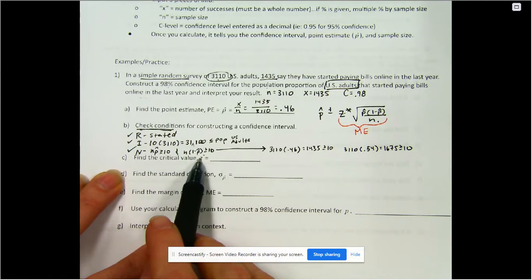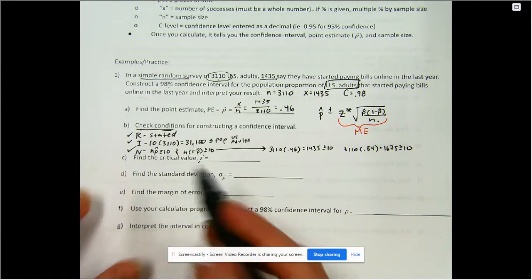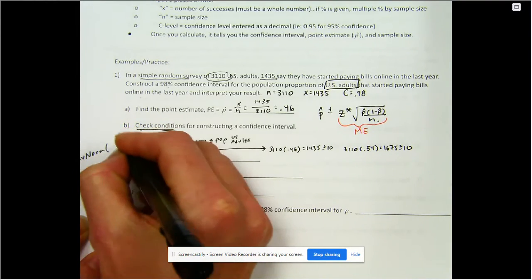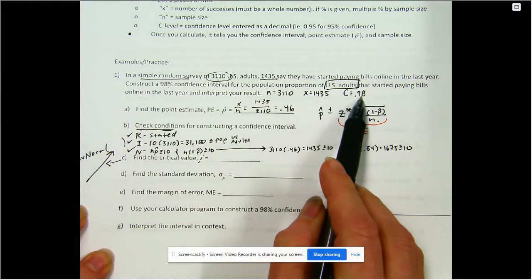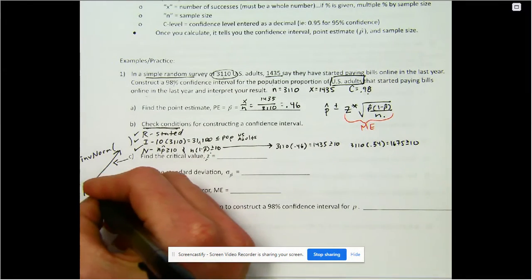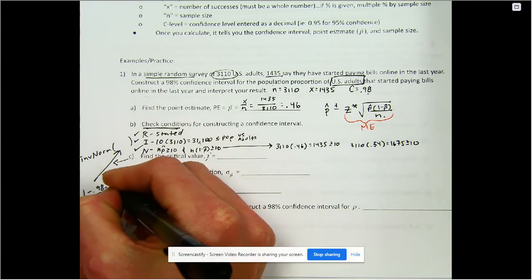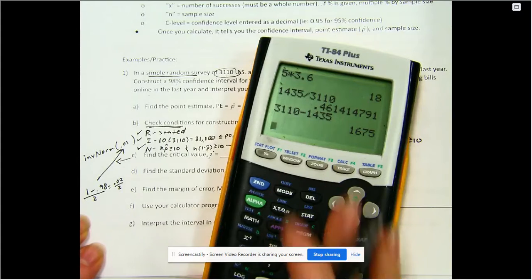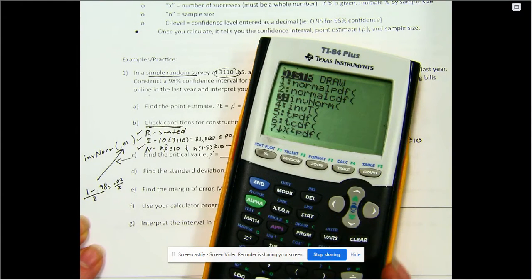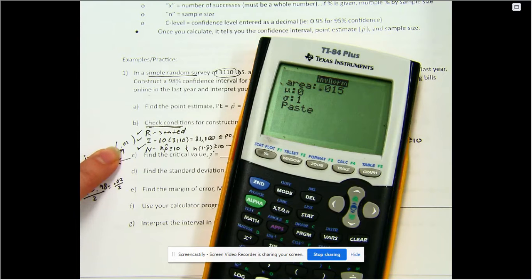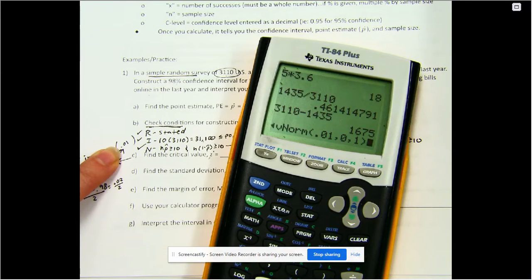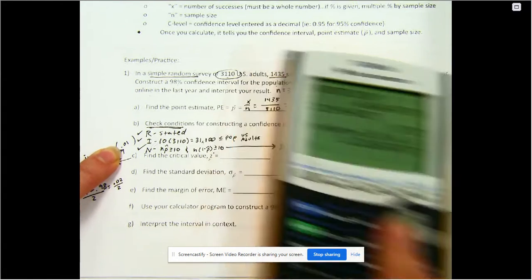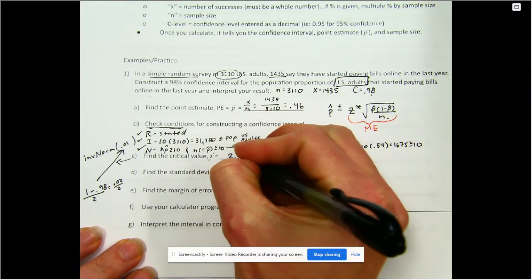All right, so now when it's time to find that critical value z star. Remember our process for finding z star is that we're going to use inverse norm, but we have to give area to the left. To do that, you're going to go 1 minus your C, which is 0.98, which gives us 0.02, divided by 2, which is 0.01. So in my calculator, I'm going to go second vars to get to inverse norm. My area to the left is 0.01. And I get 2.33. I'm going to round to the hundredths there. So 2.33 is my z star.